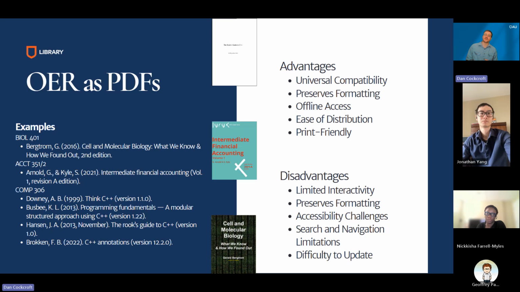Another big disadvantage of using OER as PDFs is they're hard to update. Unless you have those source files, you can't go in and make a quick change. So let's say you found an example that's inappropriate or a solution that's not correct. You have to find the source material and then republish it, which isn't always possible when you found it as OER somewhere else.